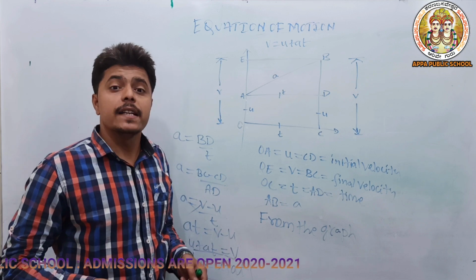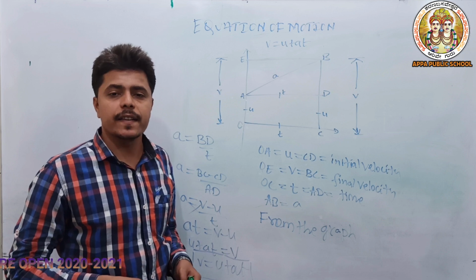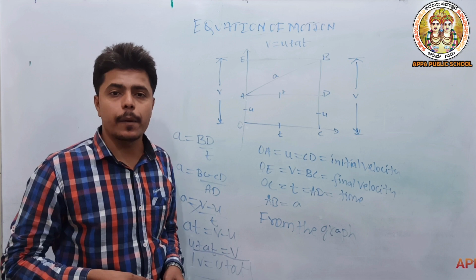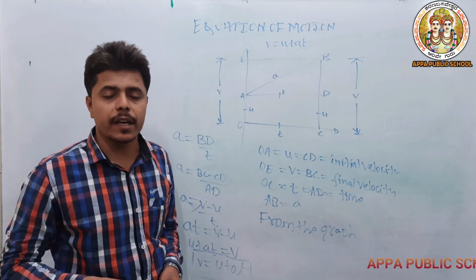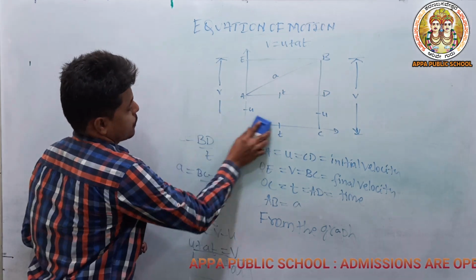Now we are going to derive second equation of motion, that is S is equals to ut plus half at square. That is nothing but position time relation graph by graphical method. Position time relation by graphical method we are going to derive now, that is second equation of motion.